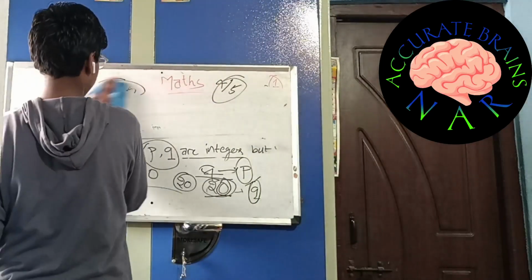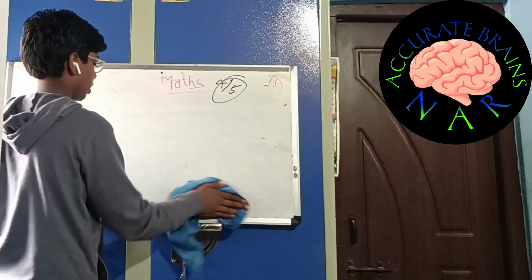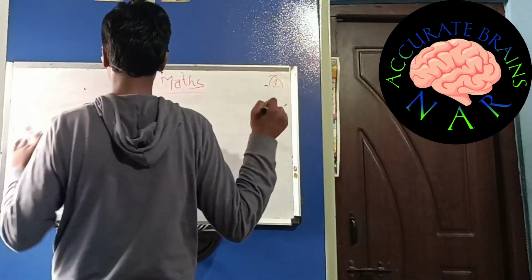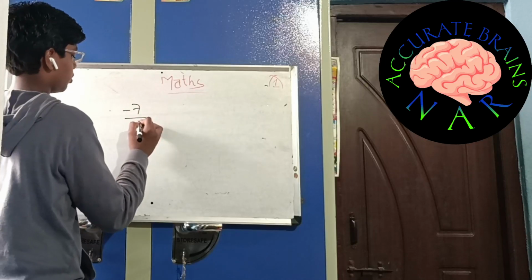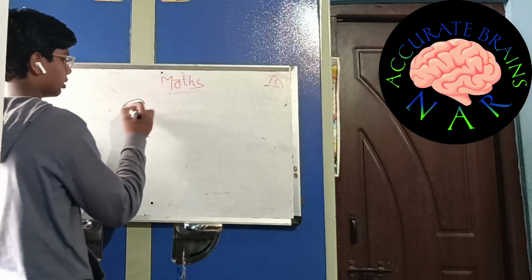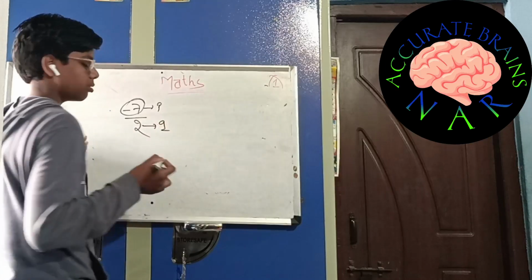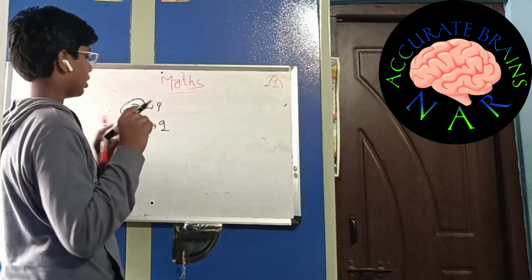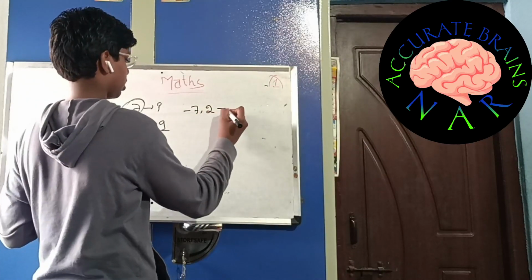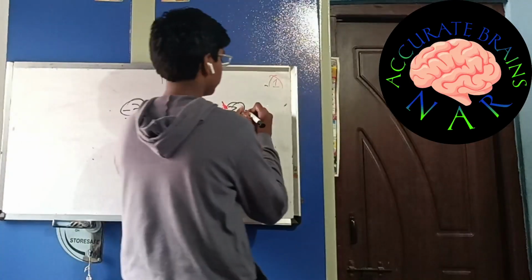For example, we take many examples. Let's take -7 by 2. Is this a rational number or not? Here we take the definition as a reference. This is P, this is Q, and the first point is that P and Q are integers. -7 is an integer, 2 is an integer, so they both are integers. Our first point is clear.